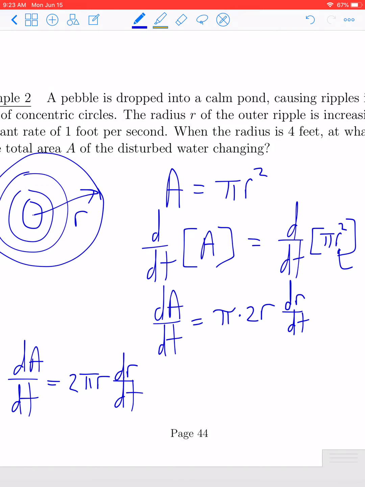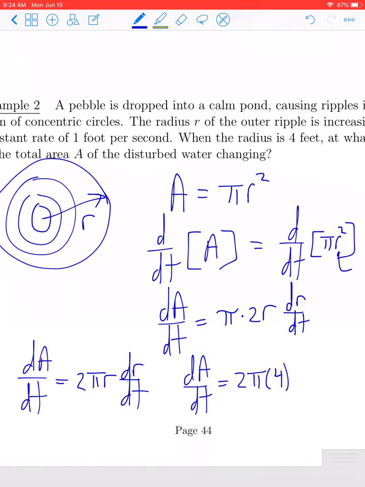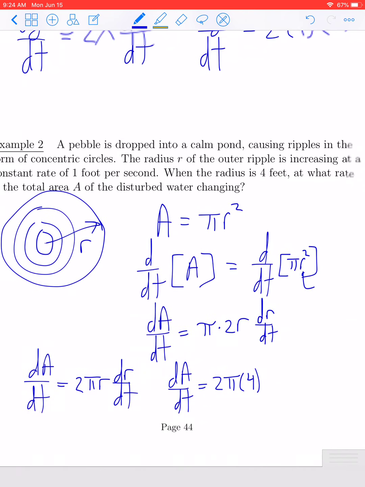Okay. So we wrote down our equation. We took the time derivative with respect to both sides, and now we can go ahead and plug it in. We are asked to find dA/dt when r is 4 feet, so our r is 4. So let's go ahead and plug that in. And we are told that the radius of the outer ripple is increasing at a constant rate of 1 foot per second. That means that dr/dt is 1, so we can plug that in, and this is going to give us 8 pi.